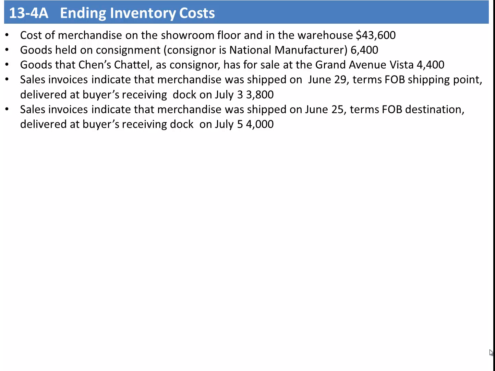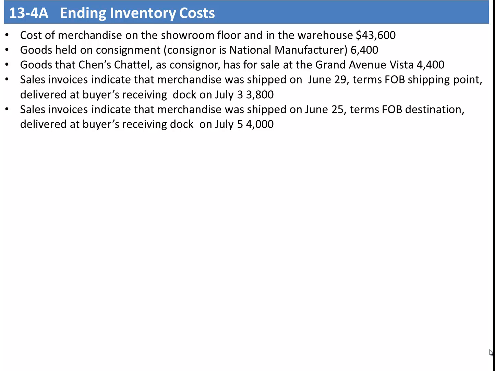Now the next two items, it's dependent on who owns the merchandise. And FOB shipping point and FOB destination tell us who owned the merchandise. So FOB shipping point actually means at what point the ownership of the merchandise changes hands. So if we shipped an item on June 29th, FOB shipping point, that means the minute we shipped it, we no longer own it. So that $3,800 is owned by the individual who we're shipping it to, so it is not part of our inventory cost.